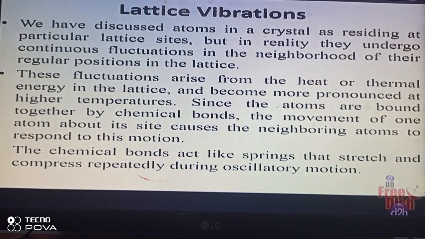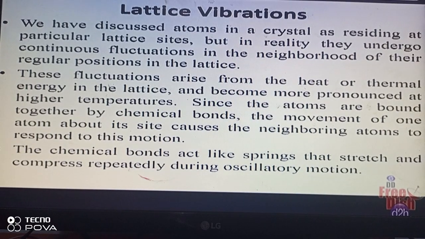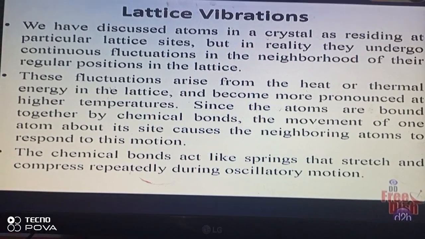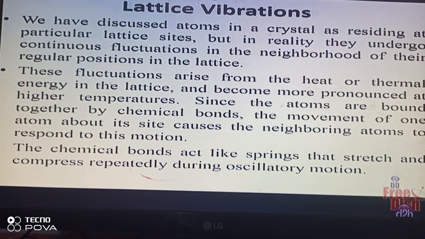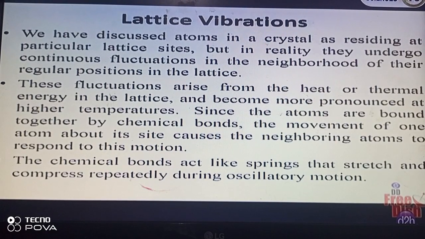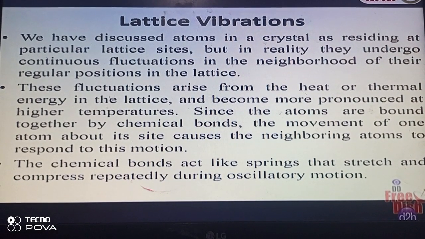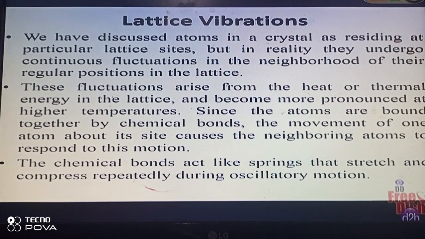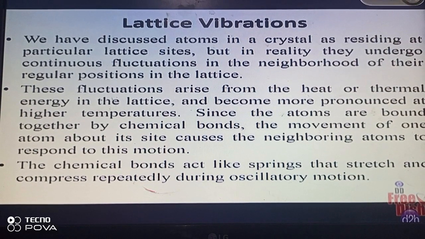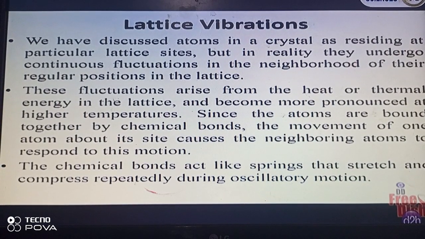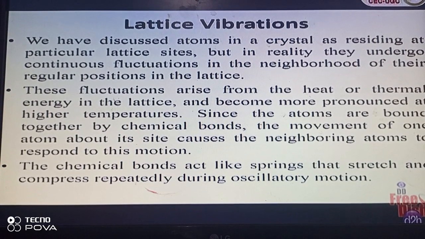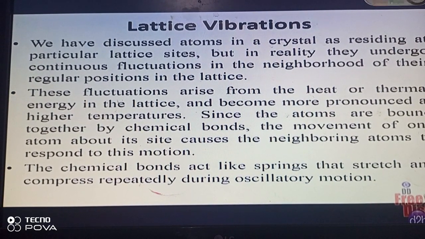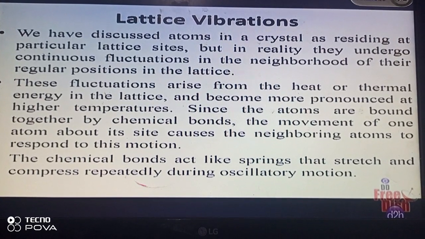When you supply thermal energy, what will happen? The fluctuations arising from the heat become more pronounced at higher temperatures. Since the atoms are bound together by chemical bonds, the movement of one atom about its site causes the neighboring atoms to respond to this motion. Therefore, the chemical bond acts like a spring that stretches and compresses repeatedly during oscillatory motion.